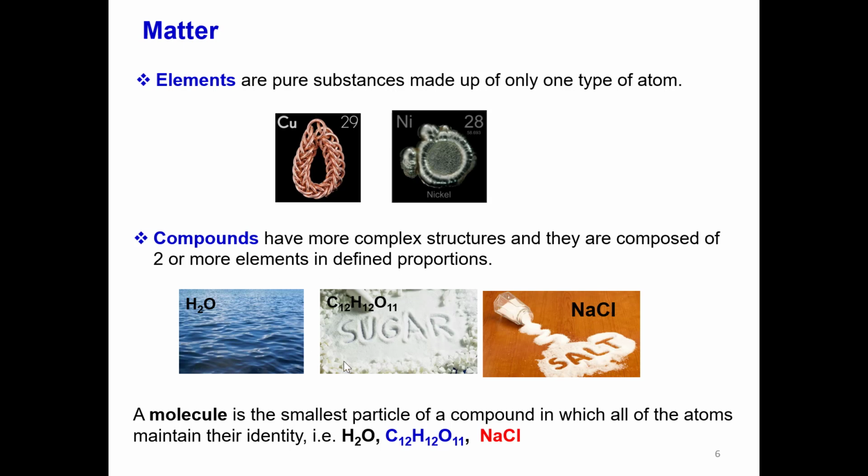There are more complex structures, for example sugar. In this case, we have 12 carbons, 22 hydrogens, 11 oxygens. The smallest particle of a compound is a molecule. The molecule is the smallest part of the compound that maintains its identity. If we don't have 2 hydrogens and 1 oxygen, then we have a different molecule. So the smallest part of a compound is the molecule.